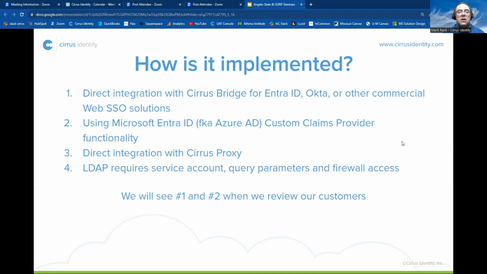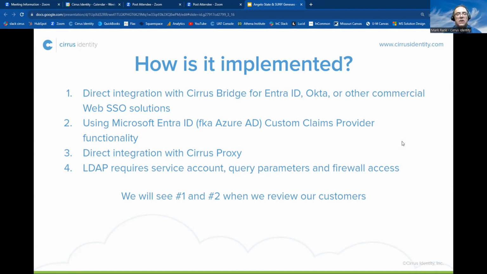As I said, the LDAP attribute provider is compatible with Microsoft's API and specification for Entra ID custom claims, so it can be plugged directly there, which you'll hear about from our customers. It can also be directly integrated with the LDAP proxy.